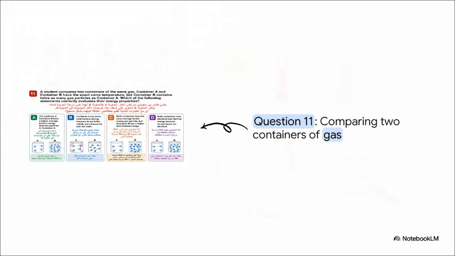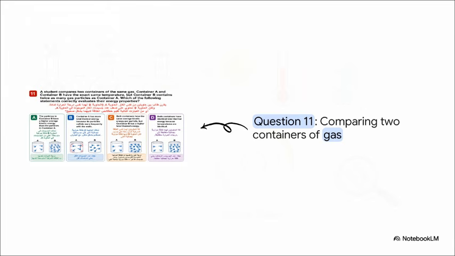And now, the grand finale. Question 11. A student compares two containers of the same gas. Container A and container B have the exact same temperature, but container B contains twice as many gas particles as container A. Which of the following statements correctly evaluates their energy properties? Let's unpack this piece by piece.